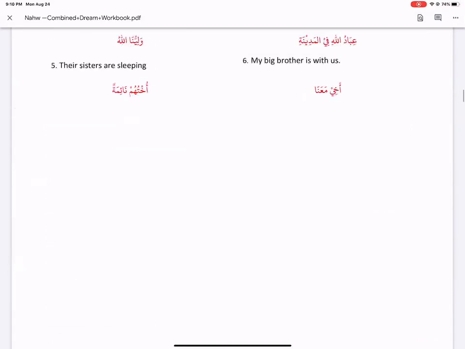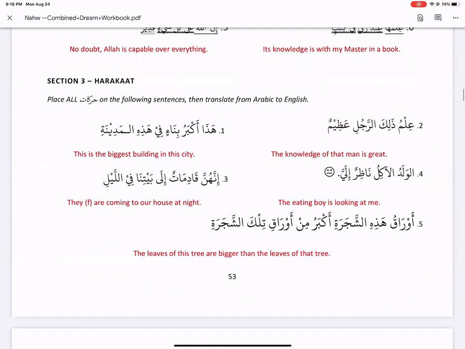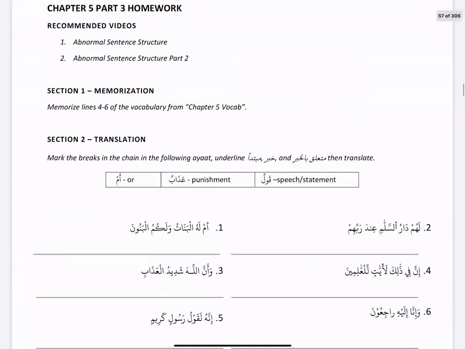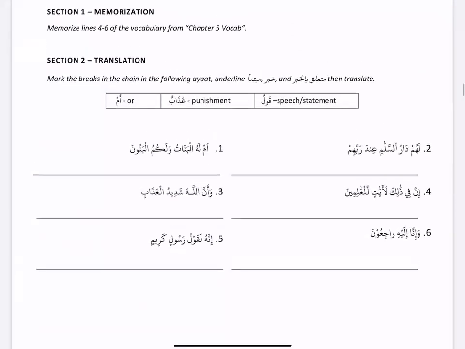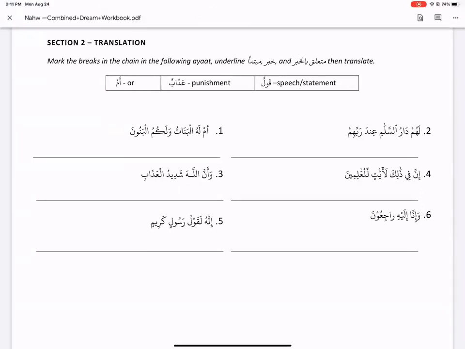Page. Okay, let's start from here. So, lahum darus salami inda rabbihim. So, what do you think? Is this Jumla Ismiya or Fi'liya? Jumla Ismiya. Okay, what is lahum? MBK.